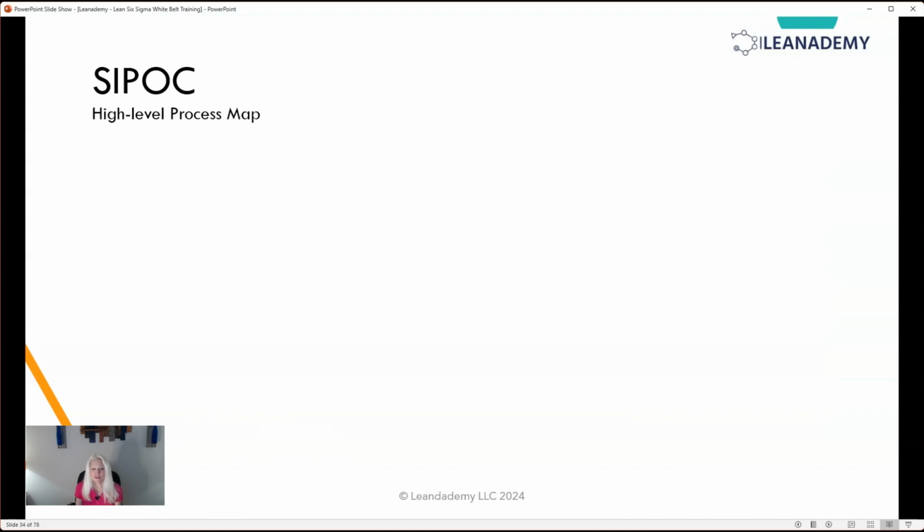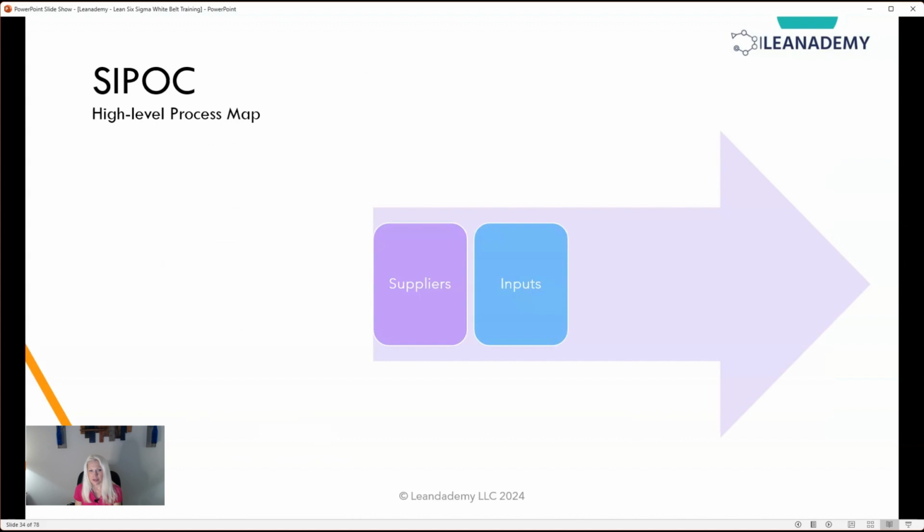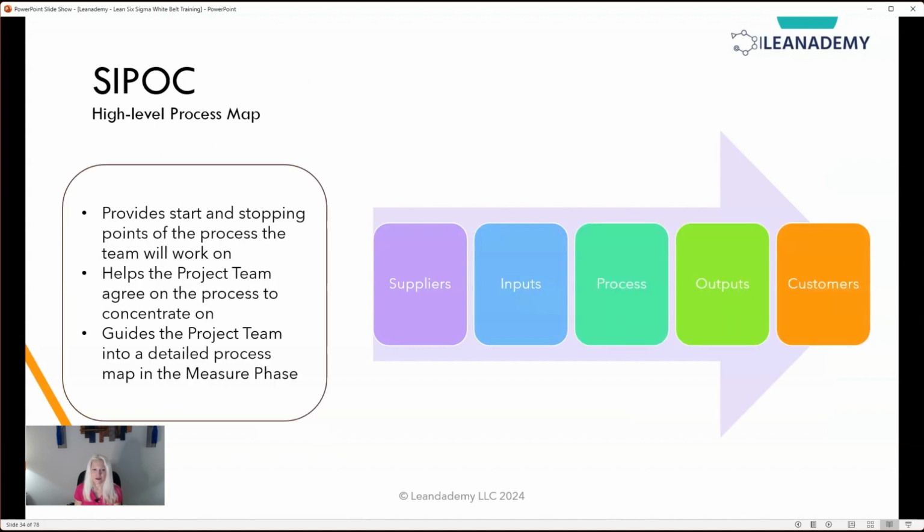So now let's move into the boundaries. What are the boundaries of a project? A lot of times people don't try to figure out how we get there. To get to the boundaries, we use a high-level process map. SIPOC stands for suppliers, inputs, process, outputs, and customers. It provides a starting and stopping point of the process that the team will work on.